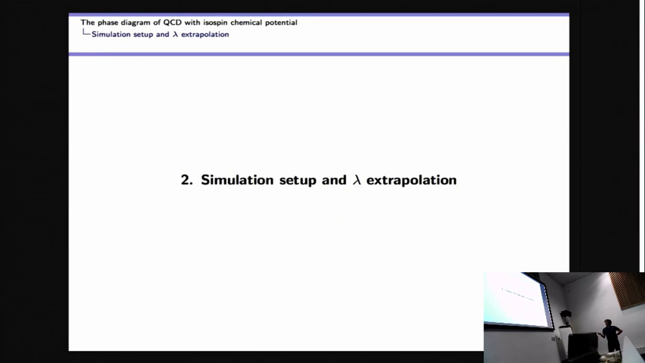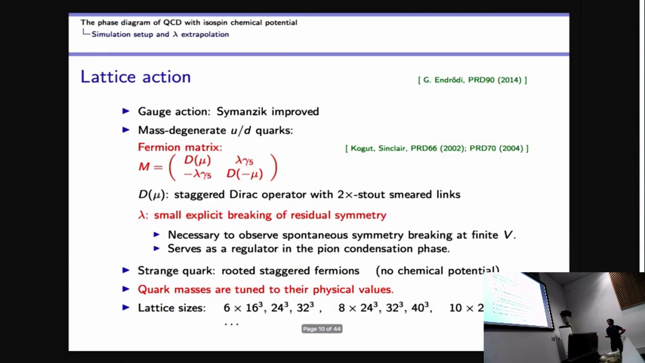All right, so let me now come to the simulation setup. We have 2+1 quark flavors. We have a strange quark which has no chemical potential and is a standard rooted staggered fermion. And we have mass degenerate UD quarks, and the fermion matrix looks like this. So we have the standard staggered Dirac operator with stout-smeared links in this case, and we have these off-diagonal elements here.